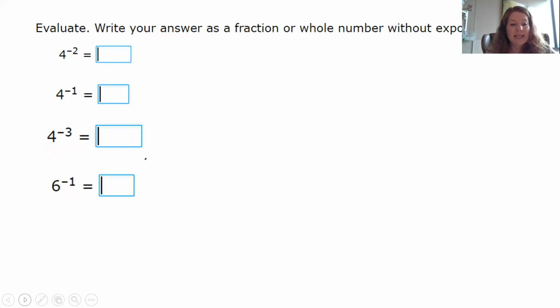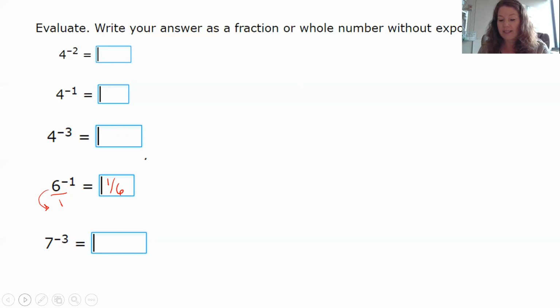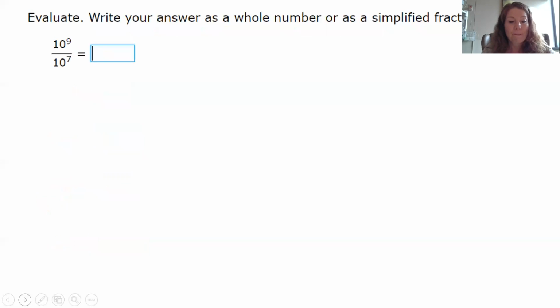All right, the next one says 6 to the negative first. So you're going to throw that 6 down to the denominator, so you're going to type in 1/6. That one I'm just going to put directly in my calculator. I'm going to type 7 caret -3, enter, and my calculator tells me it's 1/343. All right, that's the whole first section.